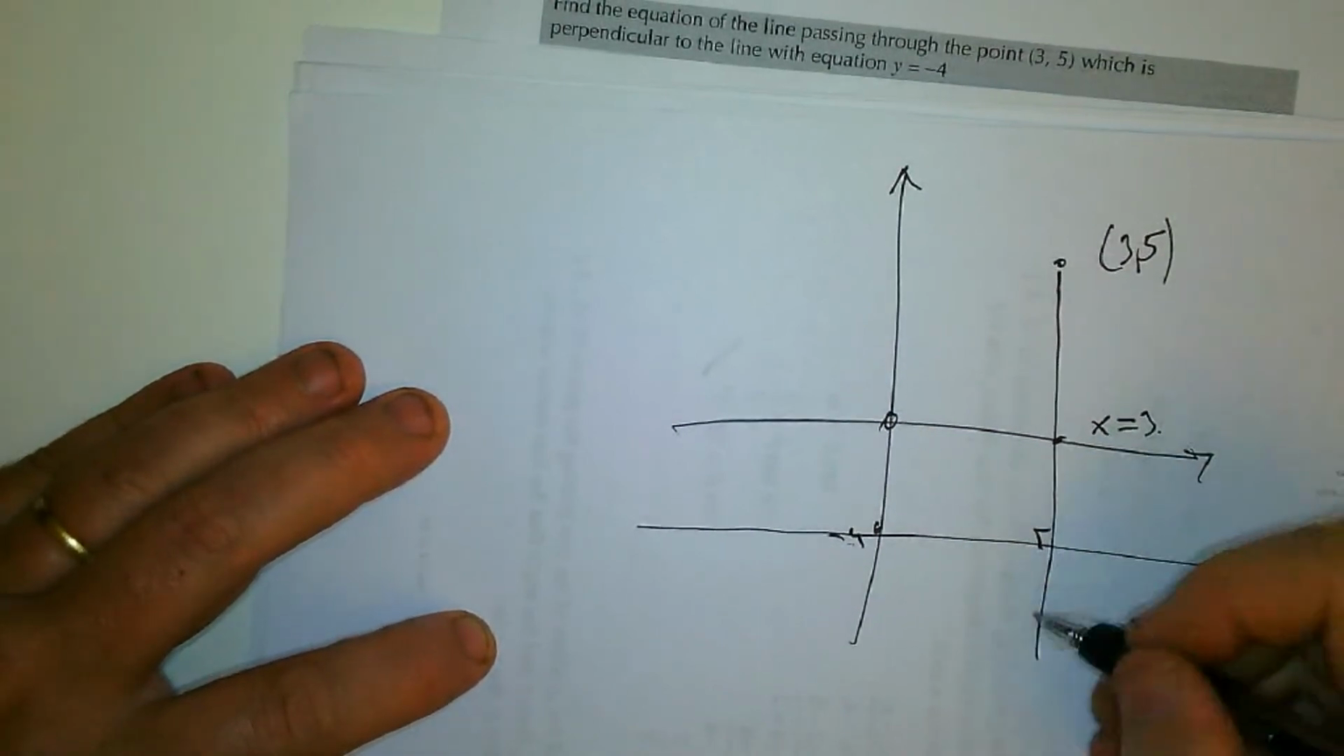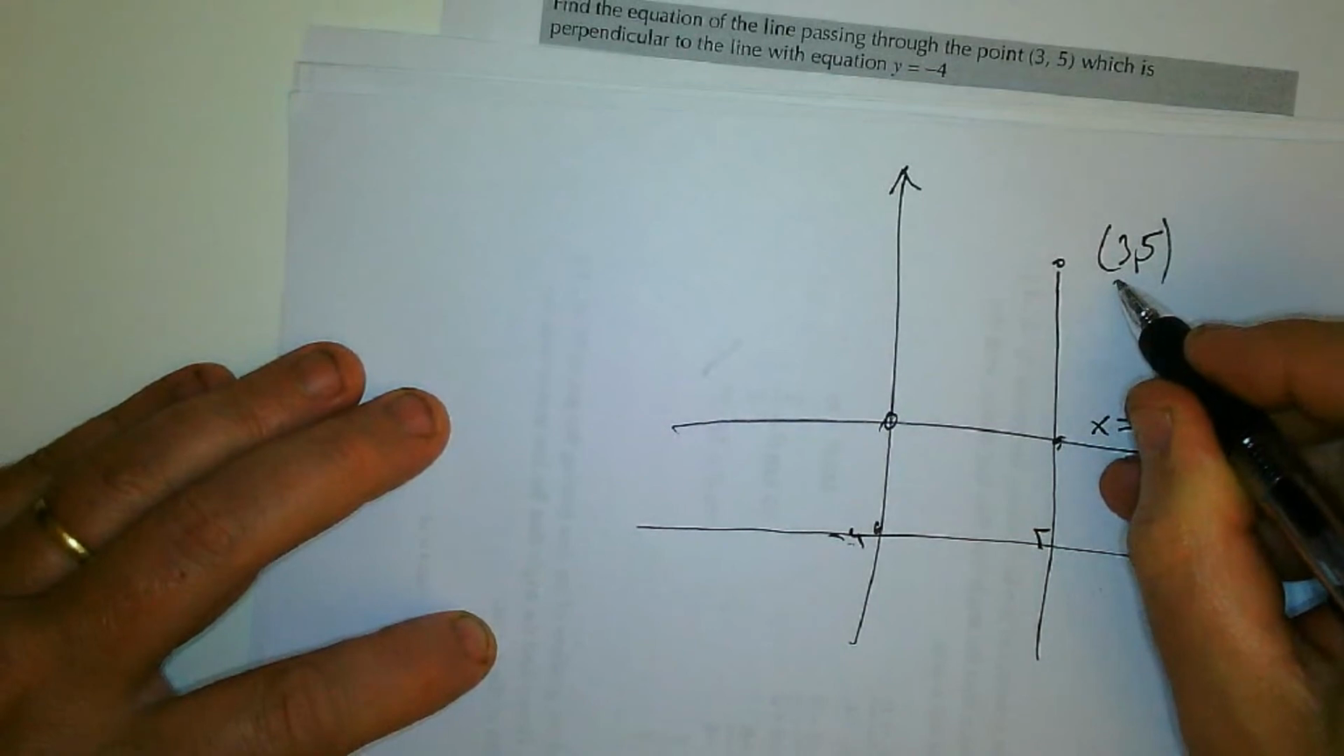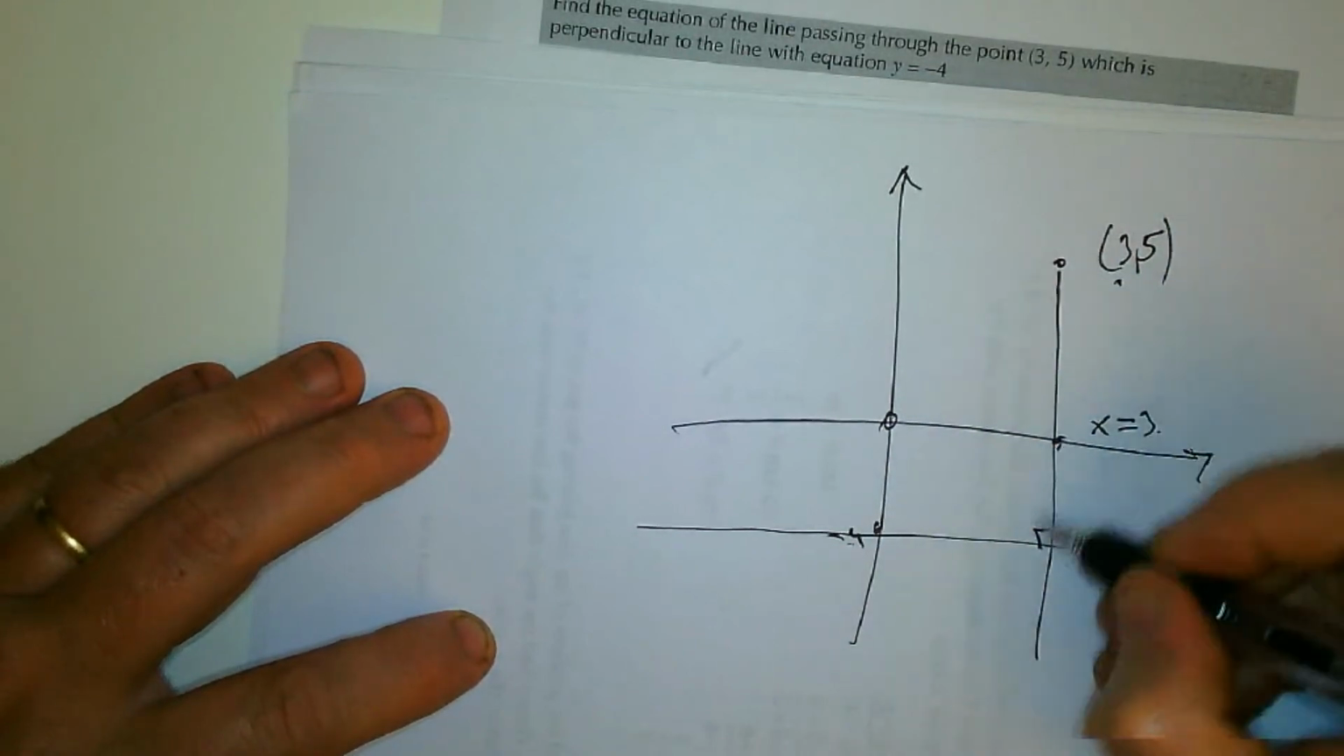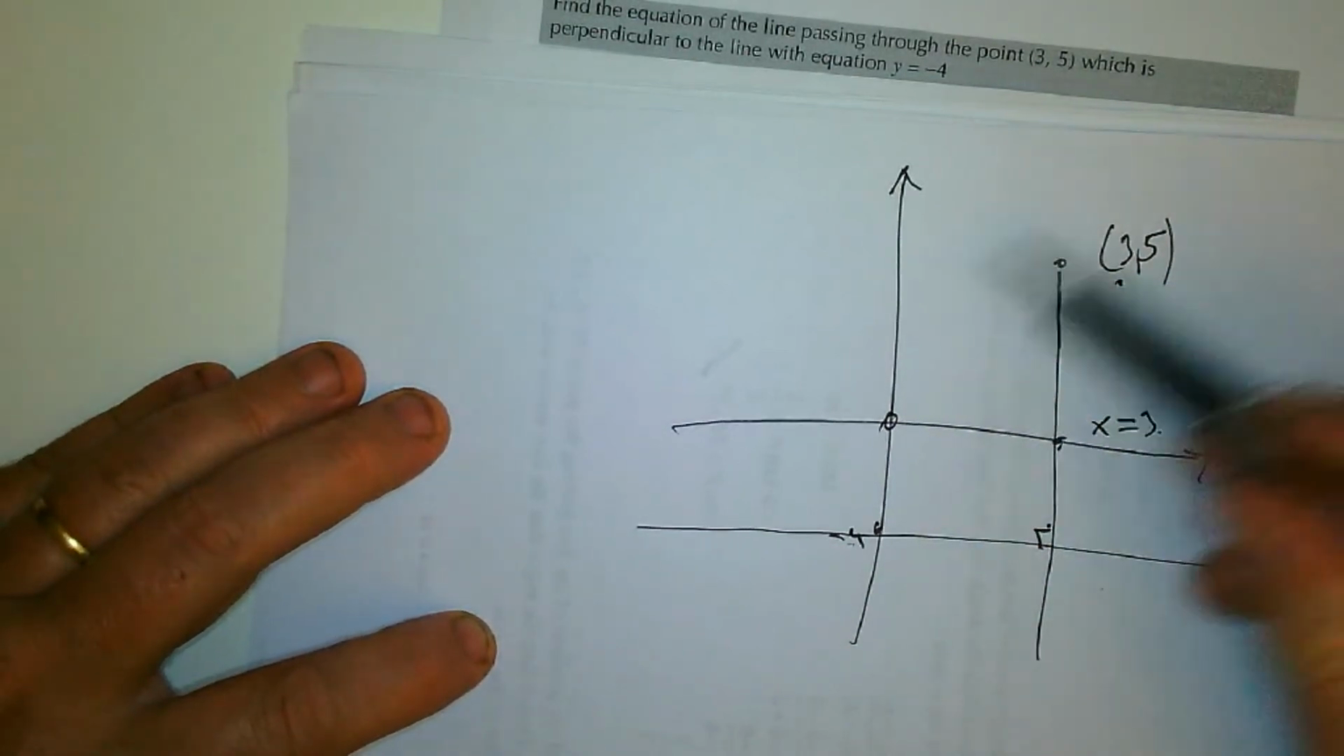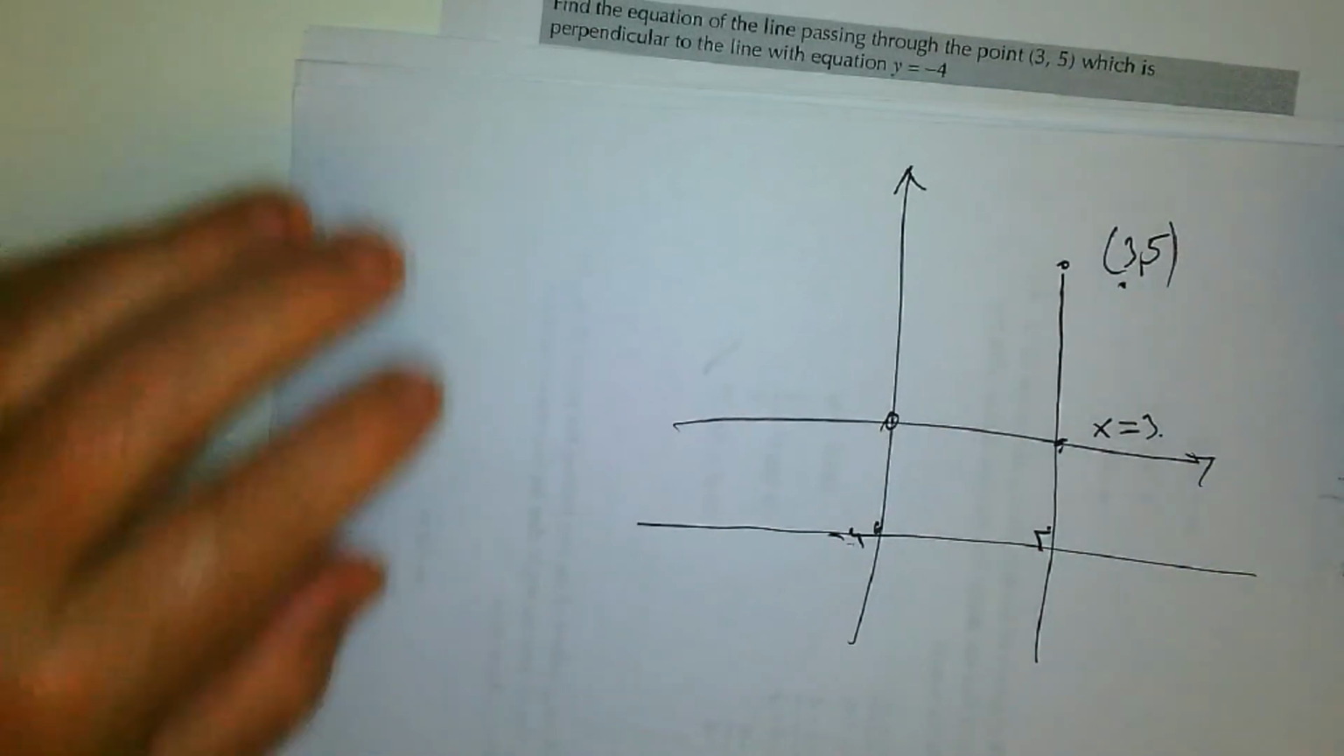So that would mean x must equal 3. It's got to go through here. There's (3, 5). So it's 3 along and 5 up. So it's at 90 degrees. And that's me visually showing you that.